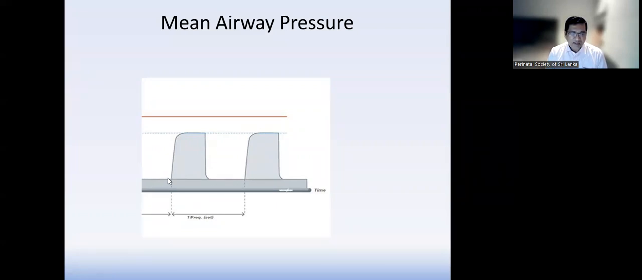So we are maintaining that PEEP. And with that, when the time is okay, the mechanical breath will be delivered. Time is okay means, if you are on SIMV and the baby takes a breath, the machine will most likely overlap the mechanical breath with the baby's breath and deliver a fully controlled mechanical breath.